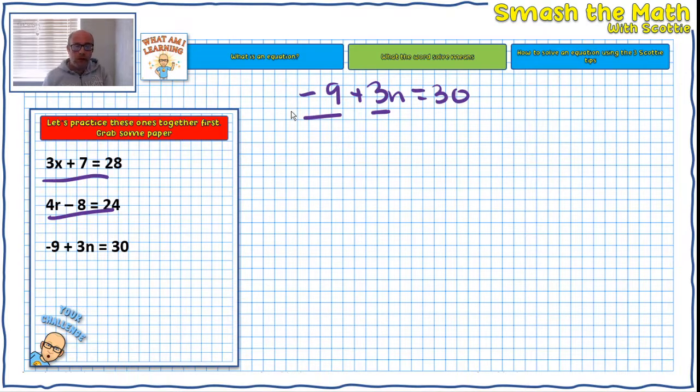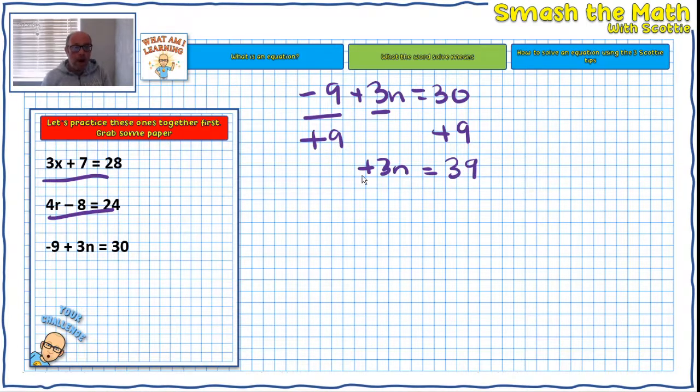So first thing I'm going to do is get rid of the constant, the number that's on its own first. So this is negative 9. The opposite of negative is positive, or add. So I'm going to add 9 on both sides. Exactly the same. Minus 9 add 9 is 0. And I could still put my add if that helps. So I've got plus 3n equals 30 add 9, which is 39.